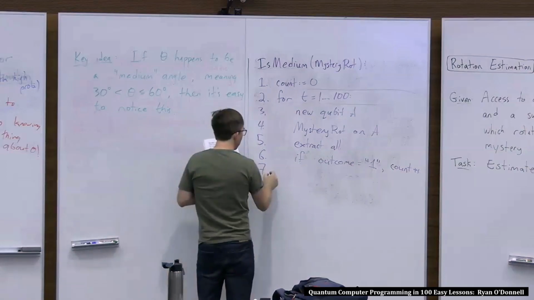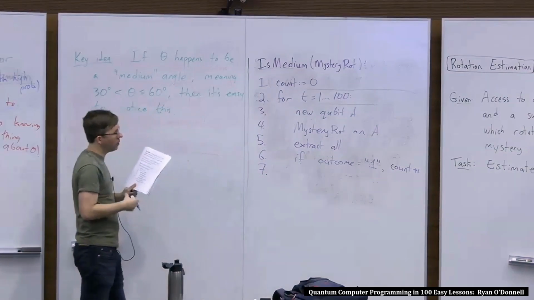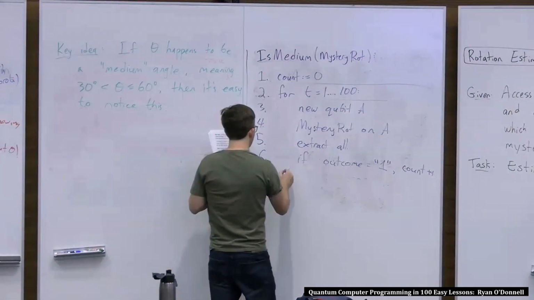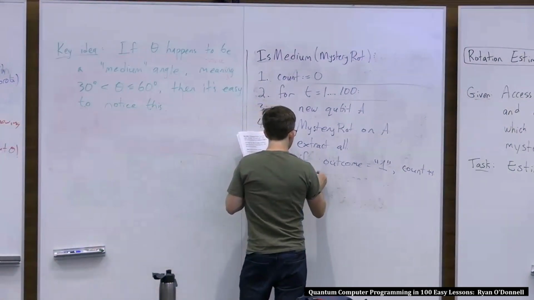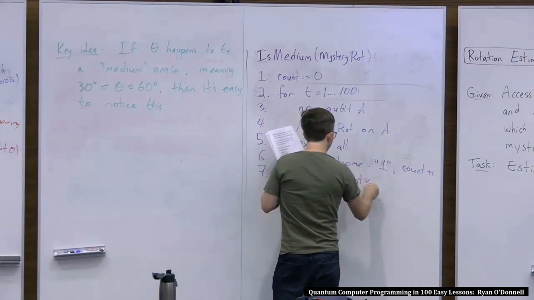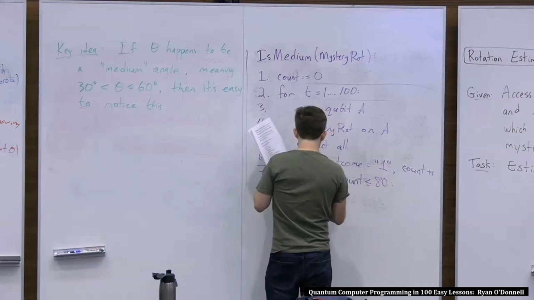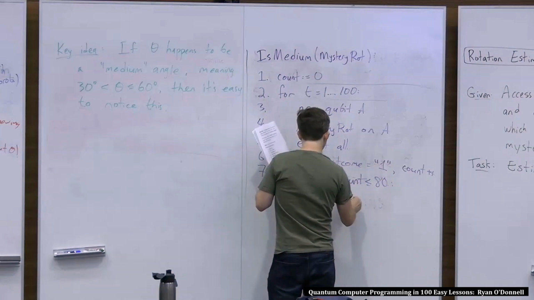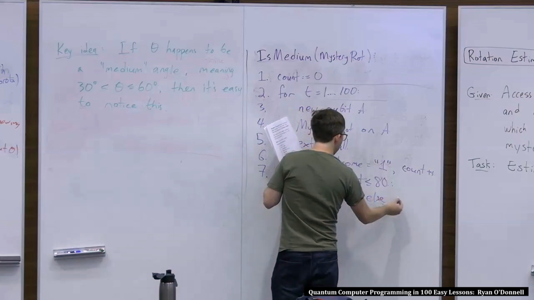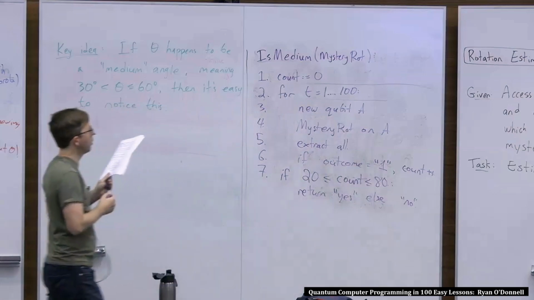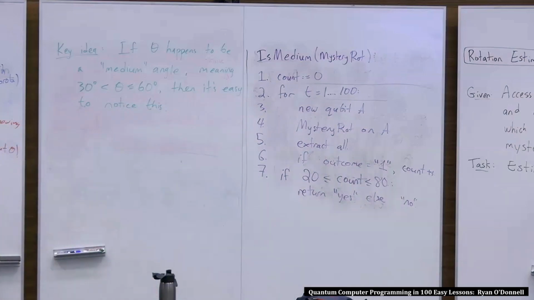And then at the end, we're going to check to see if we got a medium number of 1s on the scale of 0 to 100. So if, let's say, the count is between 20 and 80, then we'll return yes, else we'll return no. So we're trying to detect if theta is a middling angle.